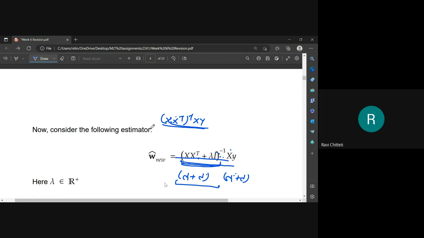Can I ask a question, a very fundamental one? Lambdas belonging to X X transpose, I understand. But plus lambda I, what is that lambda and what is the basis for adding it?